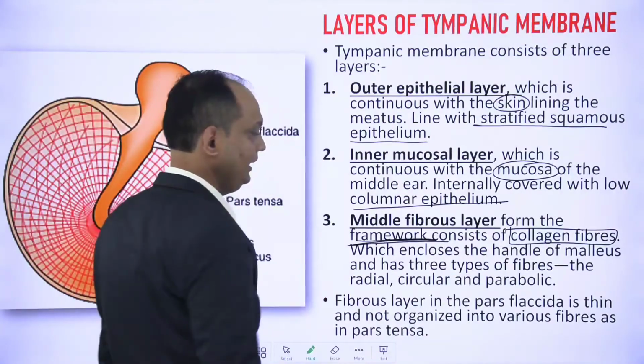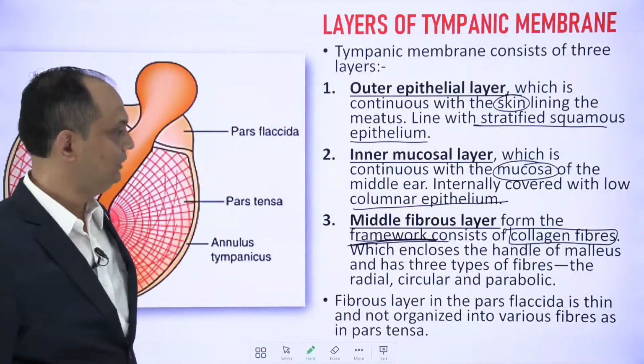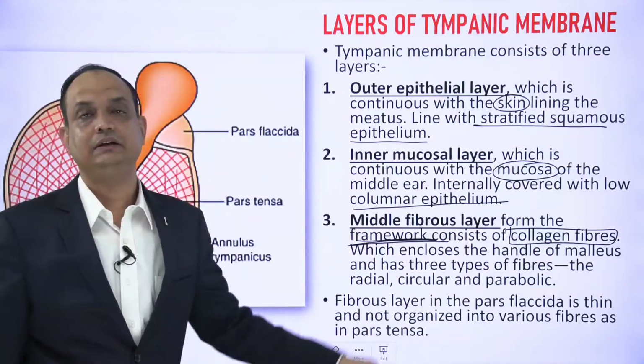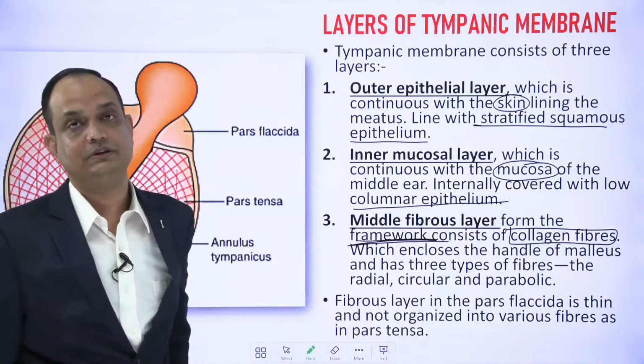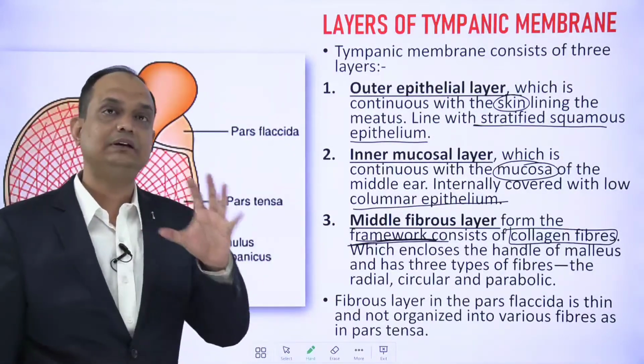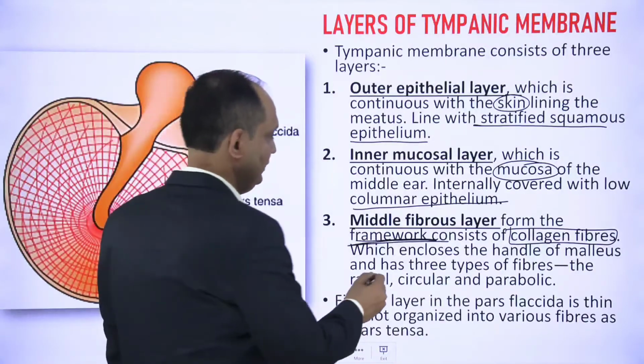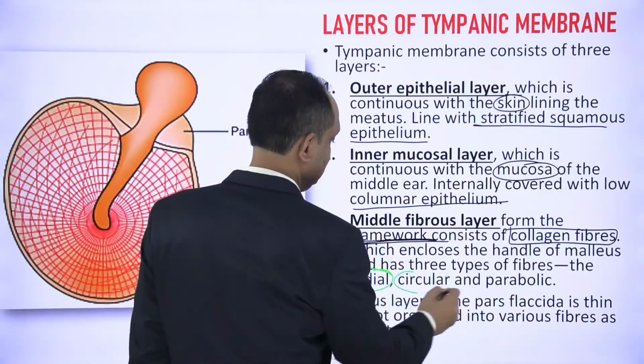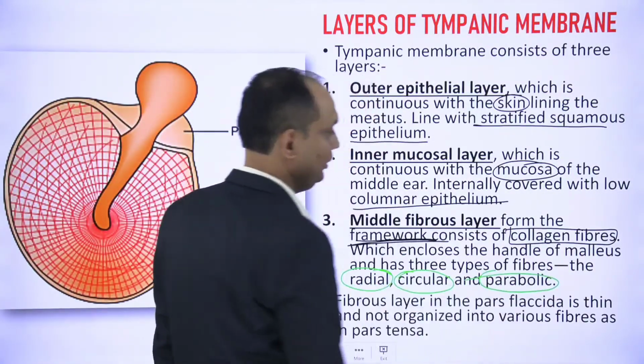Now this is an important question for your exam: when you are talking about the fibrous layer, what is the arrangement of fibers? In the fibrous layer, fibers are arranged in three ways. One is radial, second is circular, and third is the parabolic pattern.